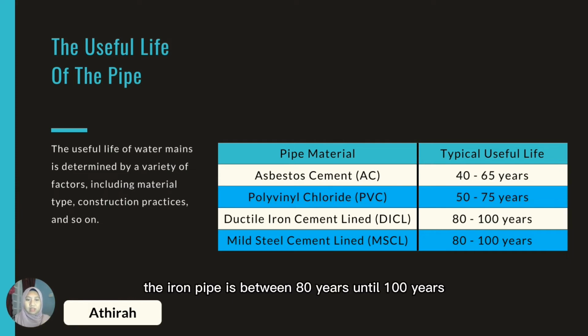And for ductile iron pipe, it is between 80 years and 100 years, and the same also with the mild steel pipe, which is between 80 years and 100 years.